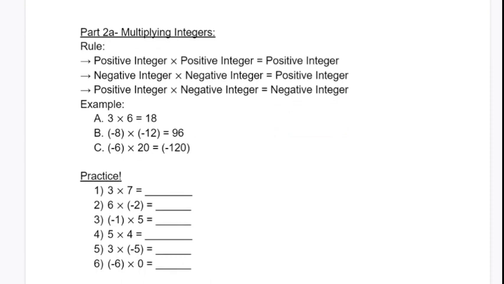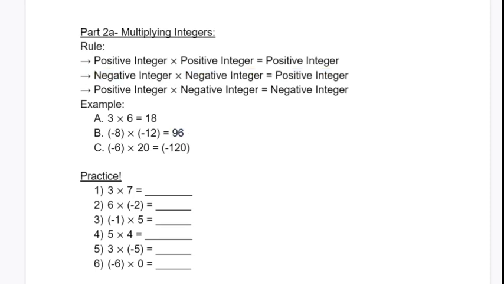So here are some examples. 3 times 6. These are both positive, and it's going to be positive 18. Negative 8 times negative 12. Well, first we do, for example, 8 times 12 is 96. And we look at this, well, they're both negative, so it has to be a positive integer, and therefore it's a positive.